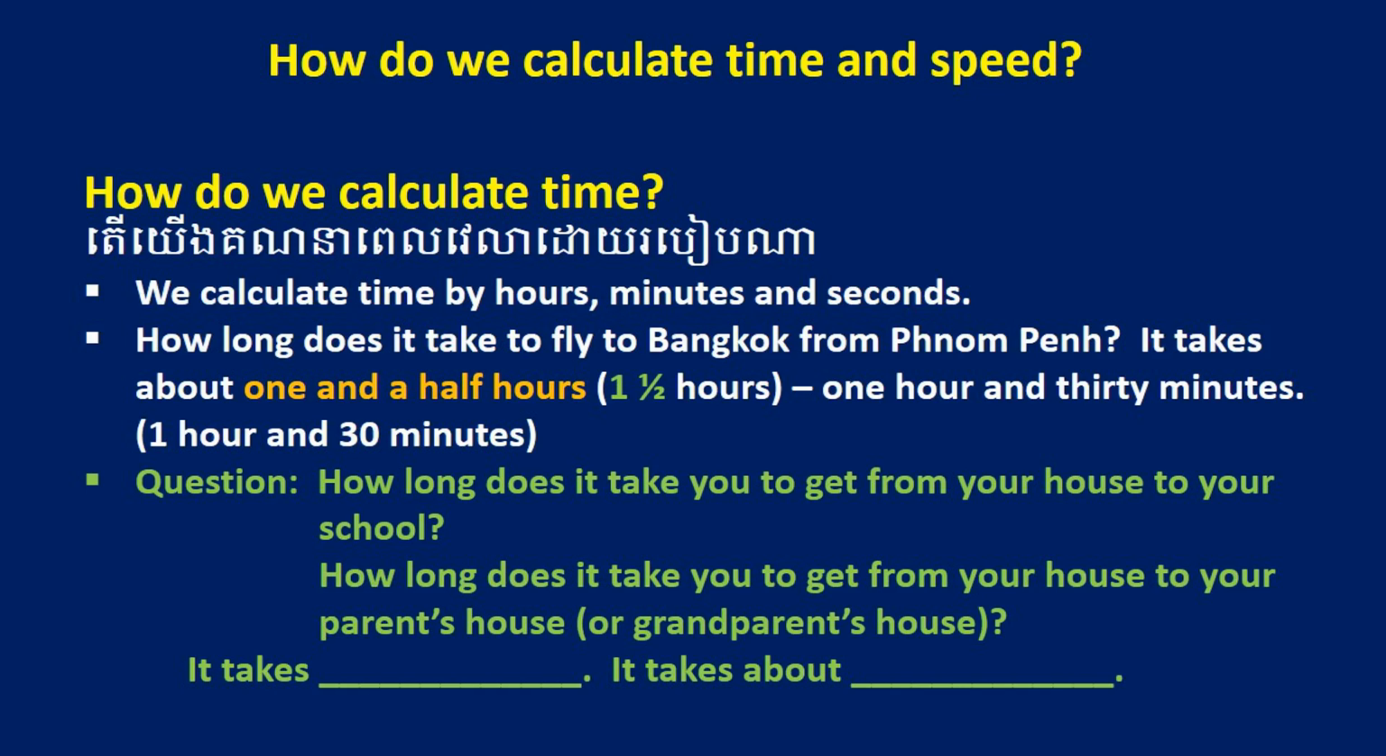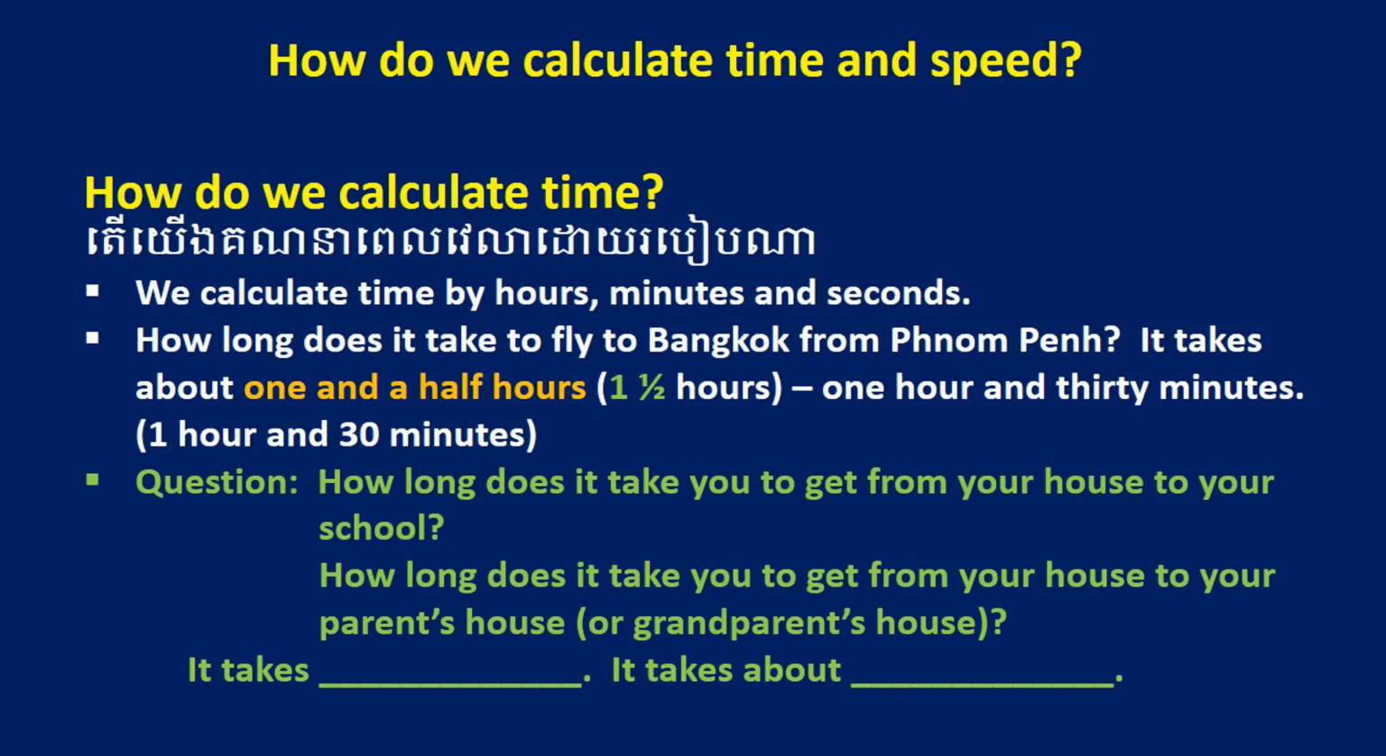Say this with me again. How long does it take to fly to Bangkok from Phnom Penh? It takes about 1.5 hours. 1.5 hours. 1 hour and 30 minutes.